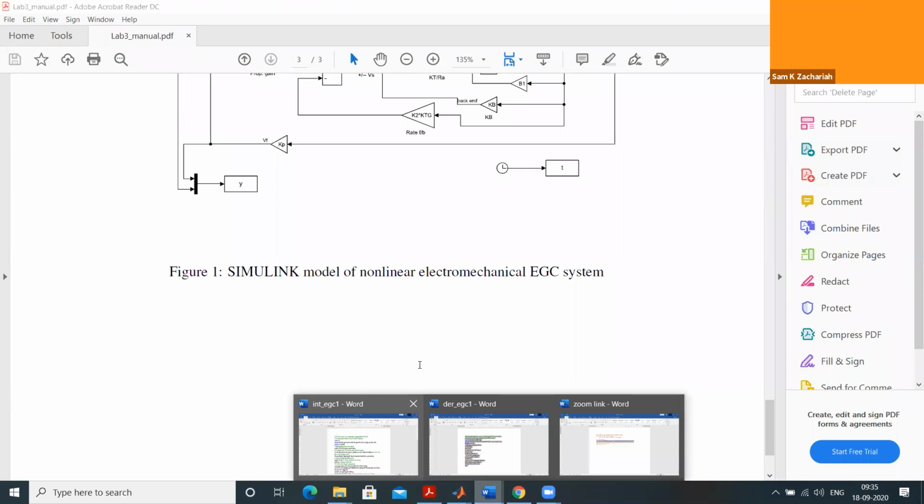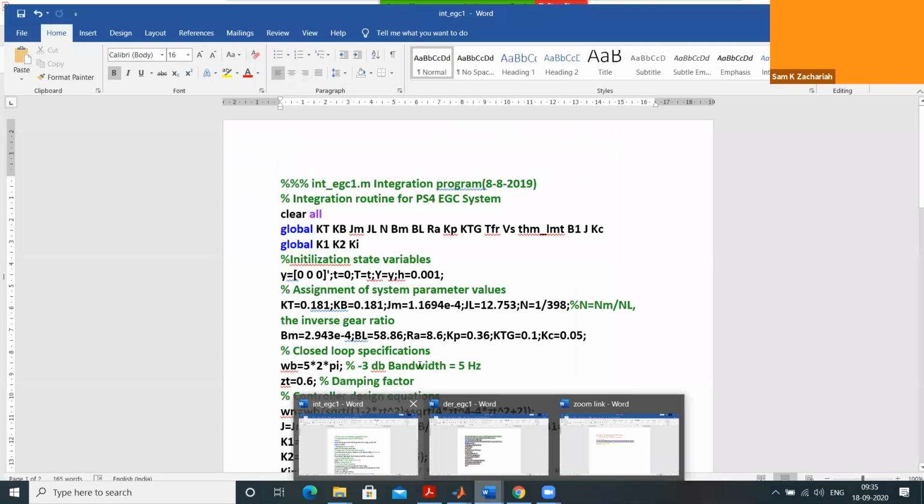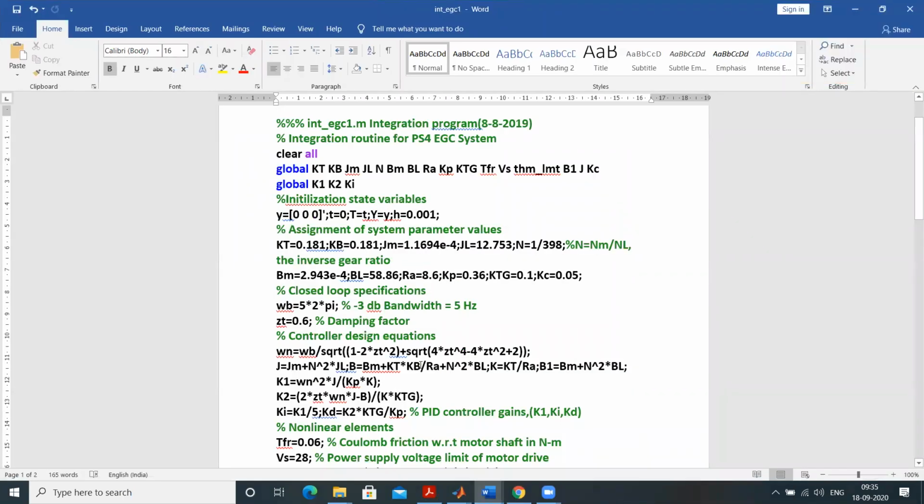Can you see this integration routine? This program will be given to you, because to start with, you should get a reference program. We'll be sharing the program. It is very important to give a proper name. INT means integration, EGC, changeable control, the first version. This integration routine is for the PS4A system.